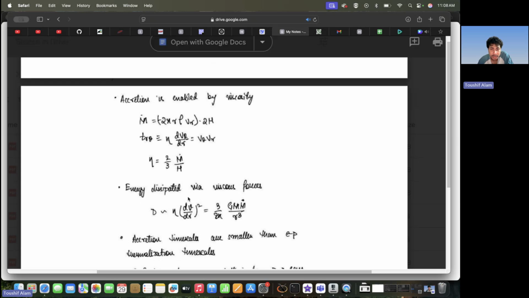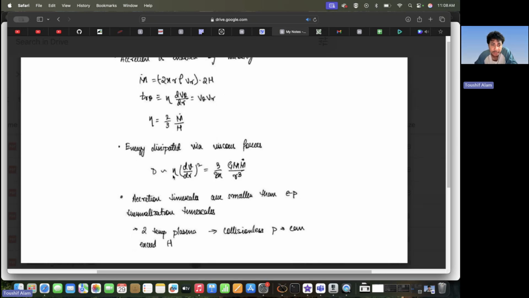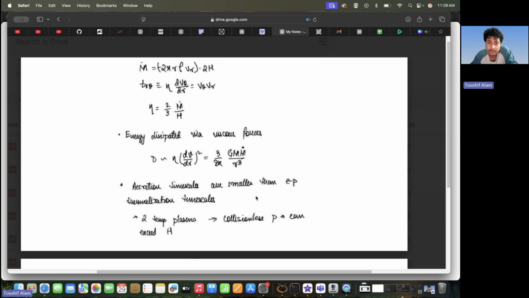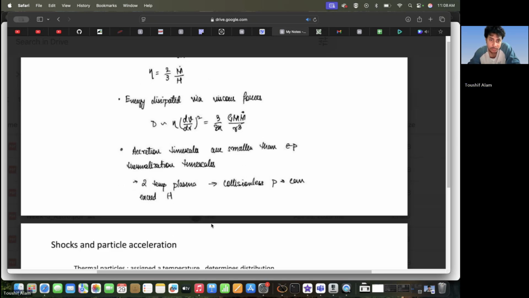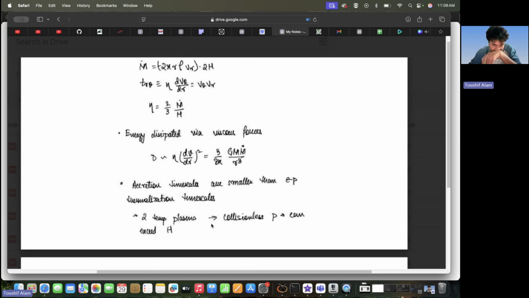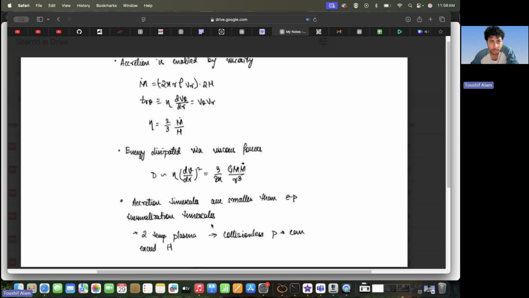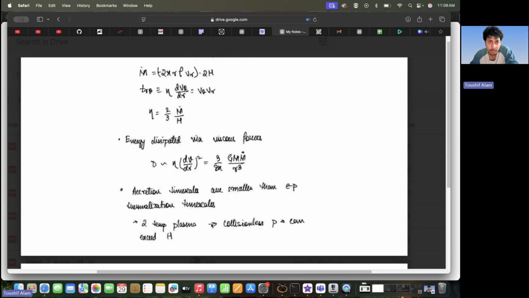The main thing is the energy distributed via viscous force, which is 3 by 8 pi, dm dot by r cube. The equation is enabled by viscosity. It is equal to 2 by 3 m dot by h. Equilibration time scales are smaller than the renormalization time scales. In a two-temperature plasma, which is collisionless, P can exceed H.